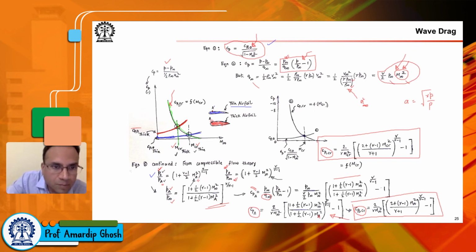So then you can plot this Cp critical versus Mach number plot, and wherever you have the intersection, you can see that you have reached that Mach MA equal to 1. So then the corresponding Mach number becomes the critical Mach number for that particular airfoil.